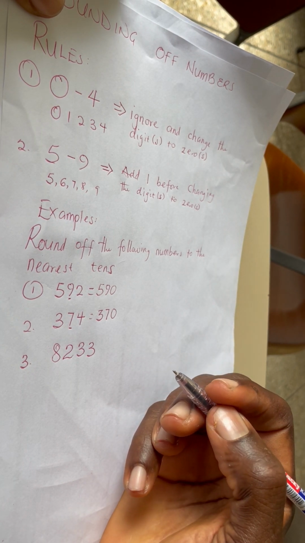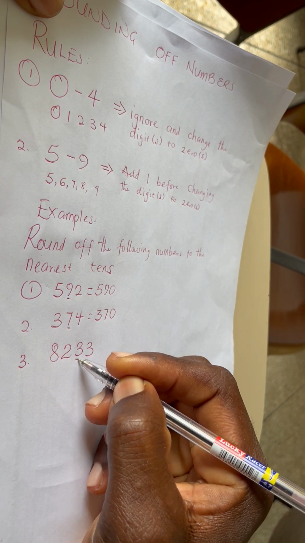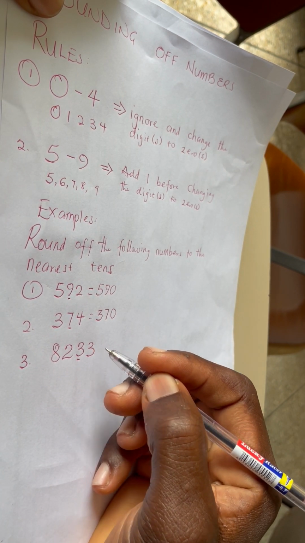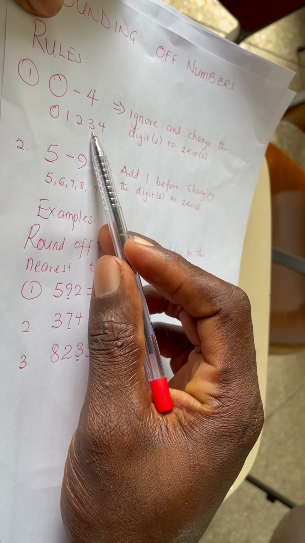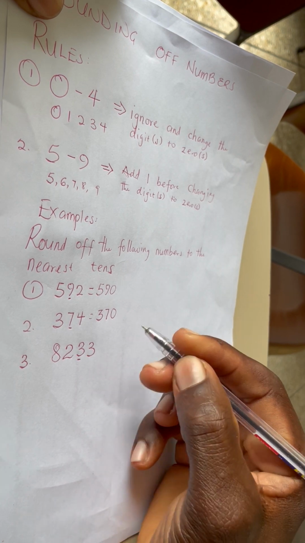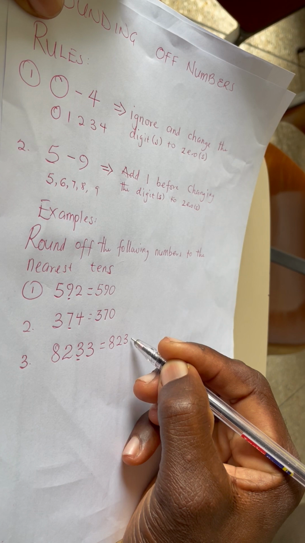8,233. We identify the number at the tens position, and that is 3. Now, to the right side of 3, we have 3. And the first rule applies. We're going to ignore this 3 and change it to 0. So the answer now becomes 8,230.